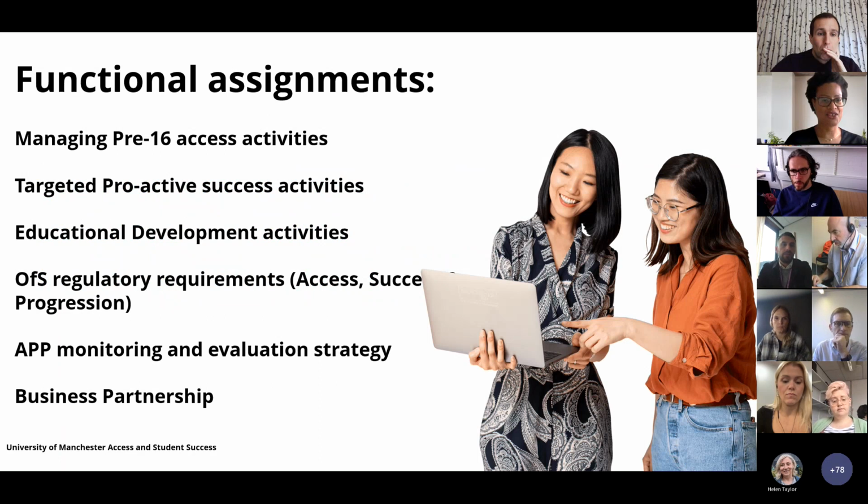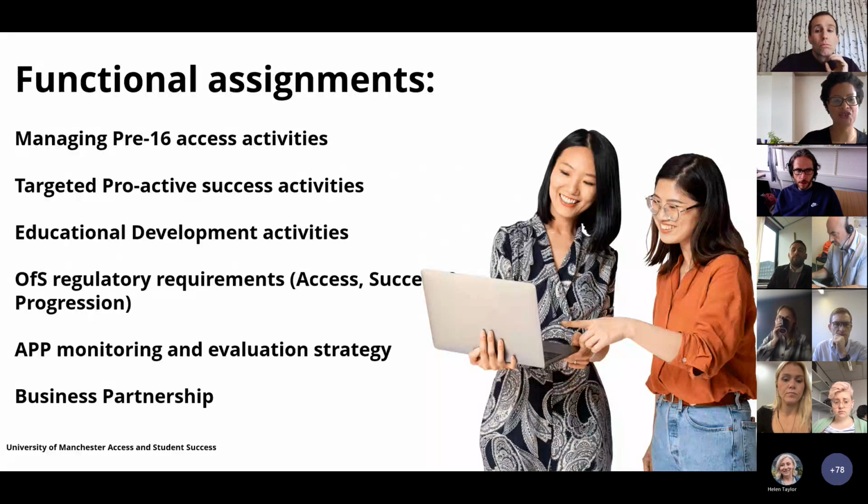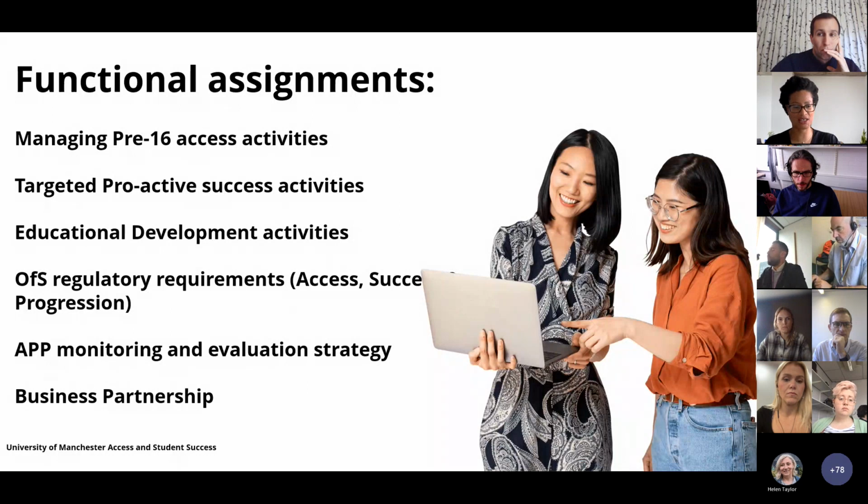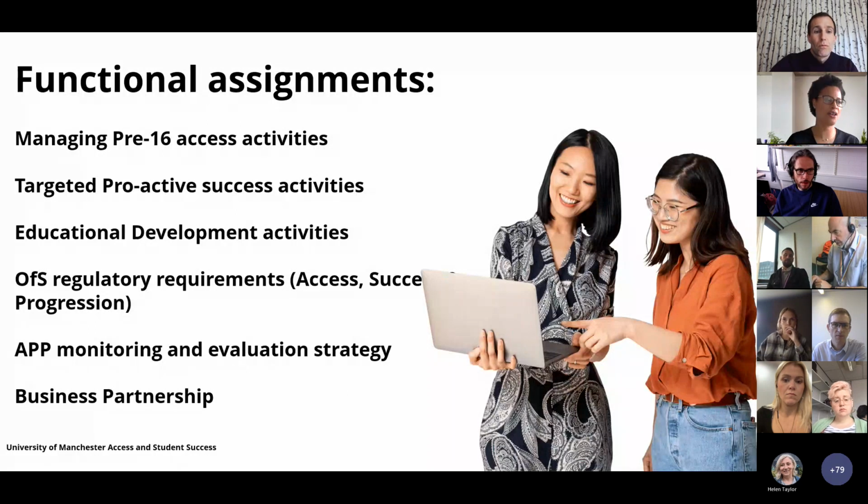So what is our day-to-day job? What are we focusing on? We have these core functional assignments. The first is managing pre-16 access. That means we work very closely with schools. We have a partnership with Greater Manchester Higher University Connect, which is a government-funded project at the moment, but they are reducing the funding. We work in partnership with other institutions across the region to provide independent information, advice and guidance to students to encourage their progression into HE if that's something they have the potential to do and also would like to do. We work with secondary schools at the moment.